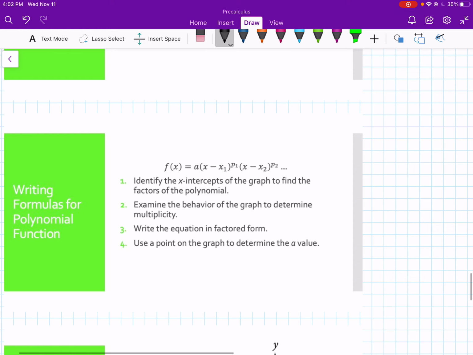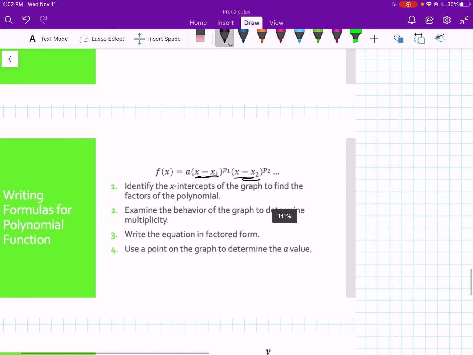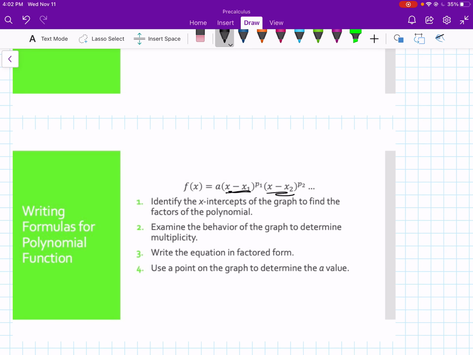And the last thing, writing formulas for polynomial functions. If you're given the x-intercepts, it's pretty easy to write a polynomial function from there. We identify the x-intercepts of the graph to find the factors of the polynomial. So the factors are going to be these parts. Then we examine the behavior of the graph to determine if we have any multiplicities going on, and then write the equation in factored form.